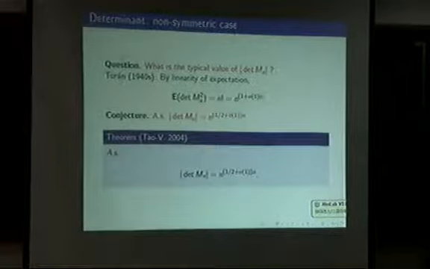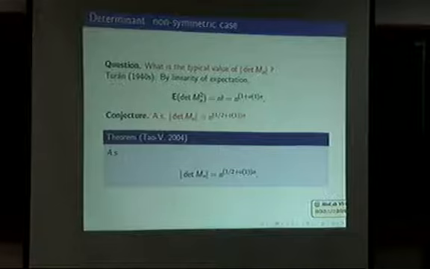Okay, so about 5 years ago we could prove this. This is now a fact. So not only is the determinant almost surely non-zero, it is as large as you expect from the second moment calculation.